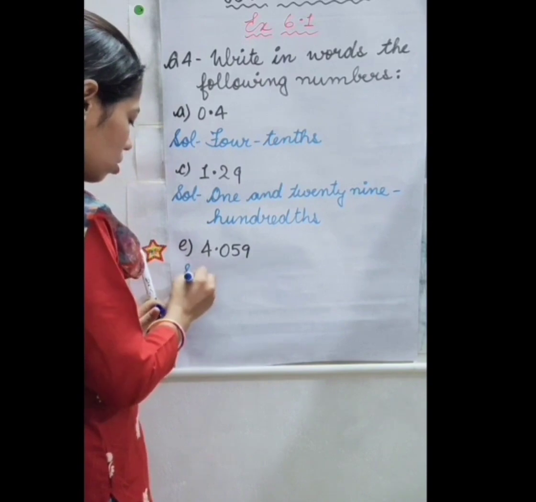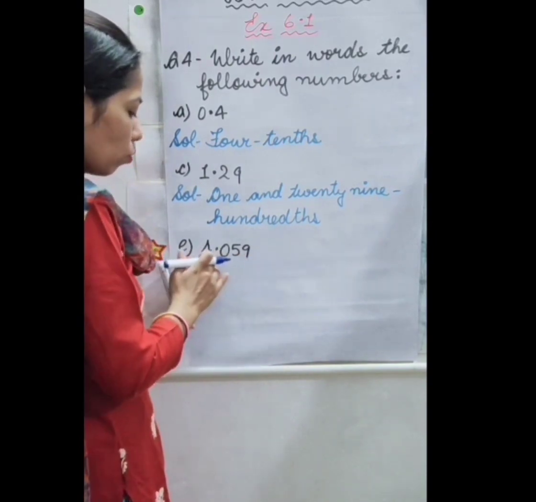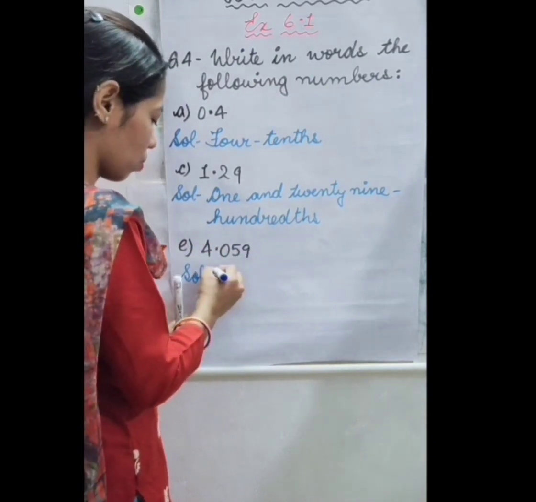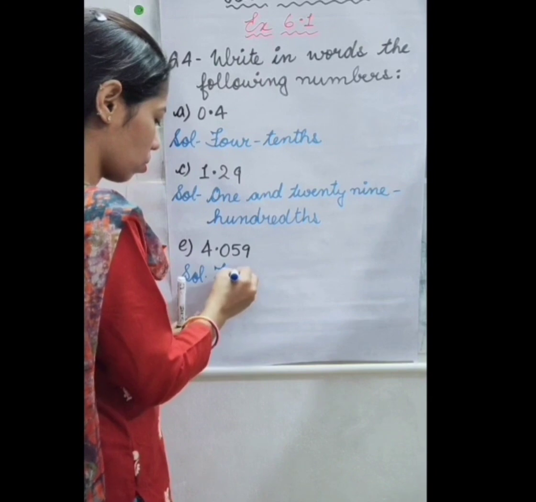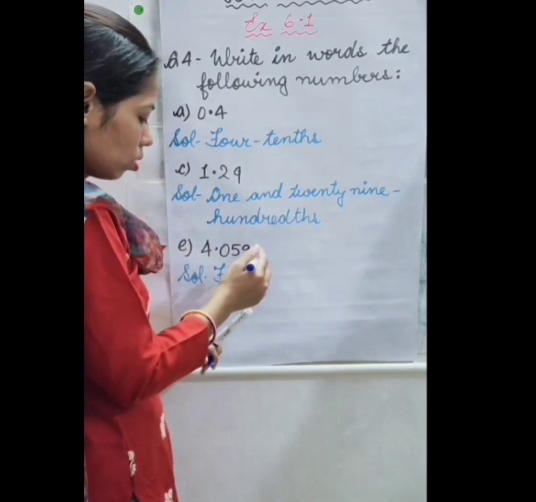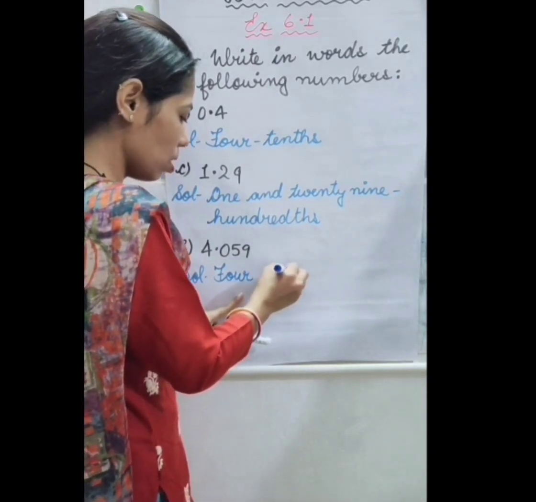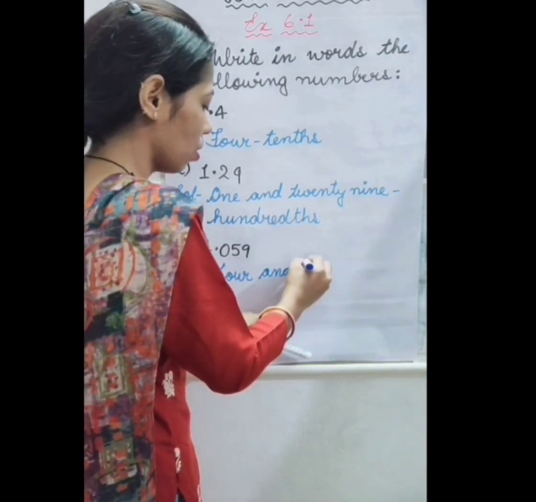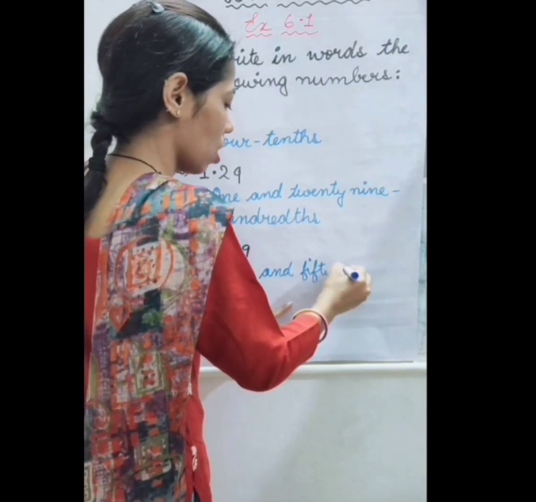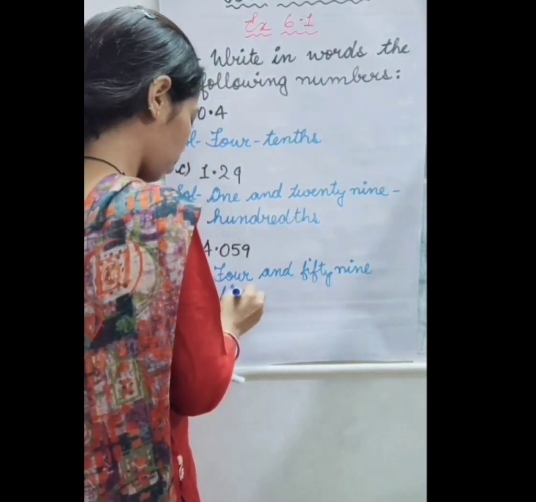E part is 4.059, or we can say 4 and 59 thousandths. As 4 is a whole number, we will write 4. In place of decimal, we will write and, then 59 thousandths.